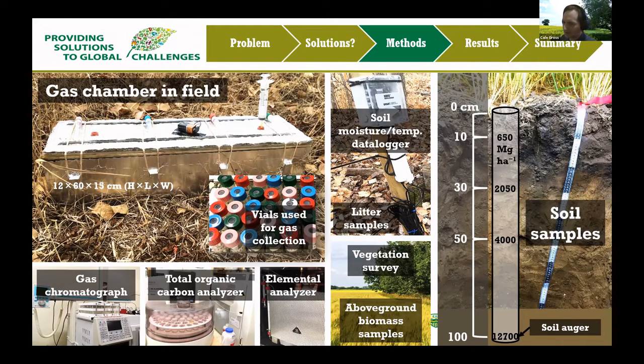We also collected surface soil organic litter layer samples, and we collected soil moisture and temperature data every hour. Finally, we completed a vegetation survey, and we collected above ground biomass samples so that we could calculate the total crop yield, as well as calculate total ecosystem carbon storage. Although not all results will be covered in this presentation, future publications will fully explore all results and discuss their implications.